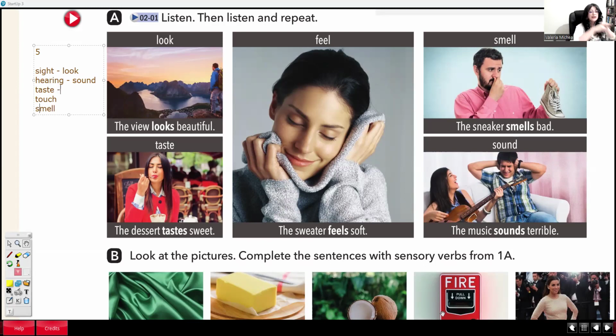All right. Taste. What is the verb that we use with taste? Actually, it's just taste, like this one. The dessert tastes sweet. It's not the dessert, the dessert tastes sweet. What about touch? What is the verb? Feel. It's not touch, it's feel.